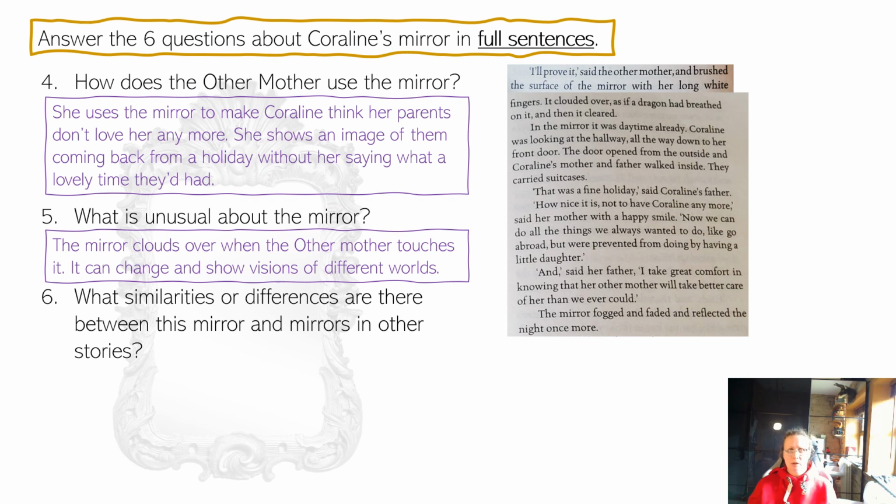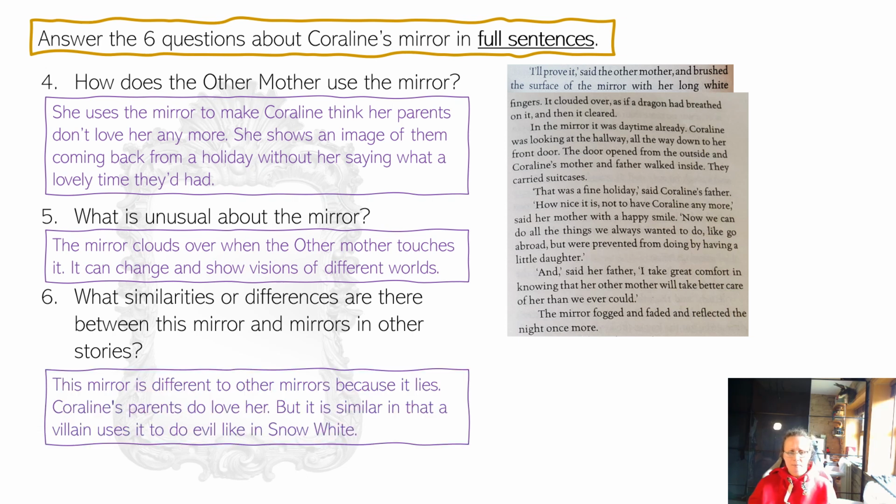Okay, last question. This was a tough one because this is comparing things, and that's a difficult skill. Okay, so you're having to go back to the beginning of the lesson, think about the other stories, and then come back to Coraline. So what did we get? This mirror is different to other mirrors because it lies. Coraline's parents do love her. They wouldn't go on holiday without her and enjoy it. But it is similar in that a villain uses it to do evil, like in Snow White. Okay, you might have got something different, something similar.